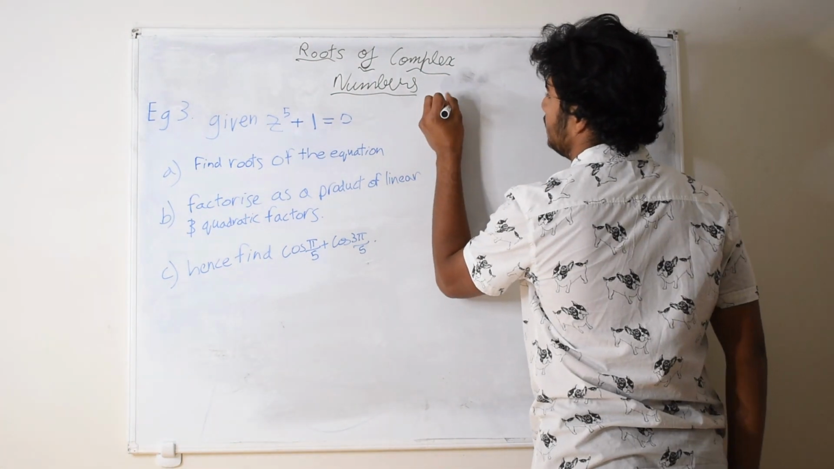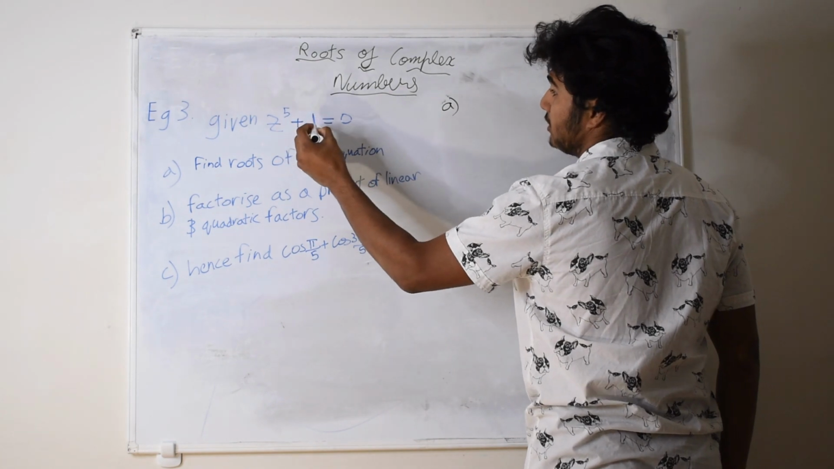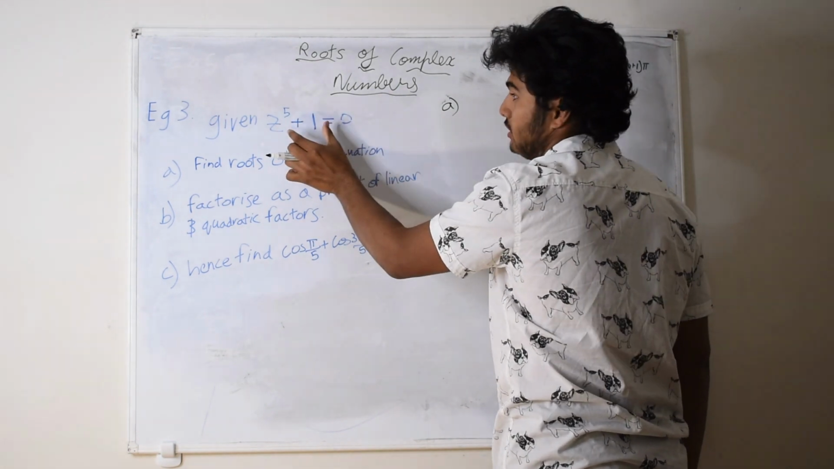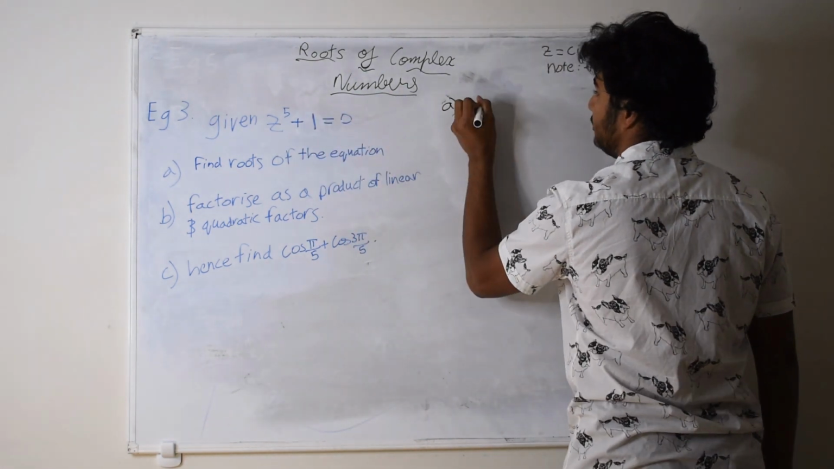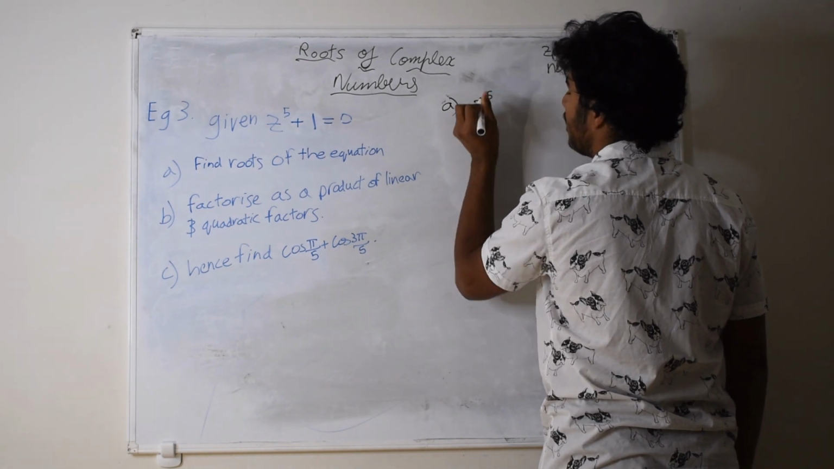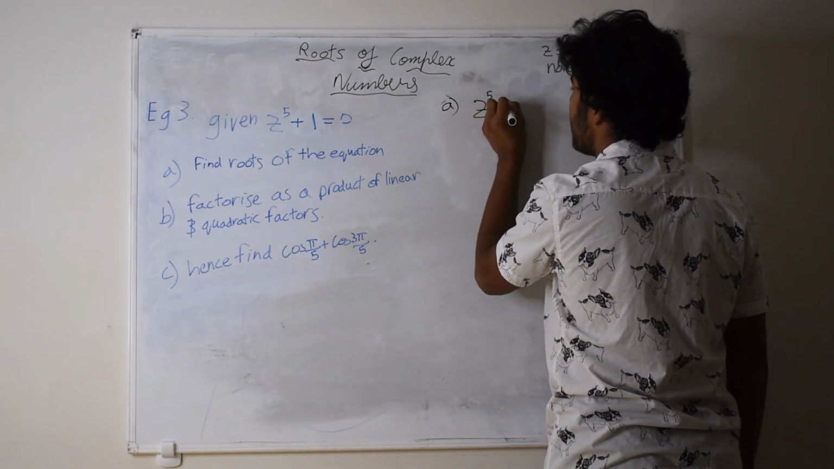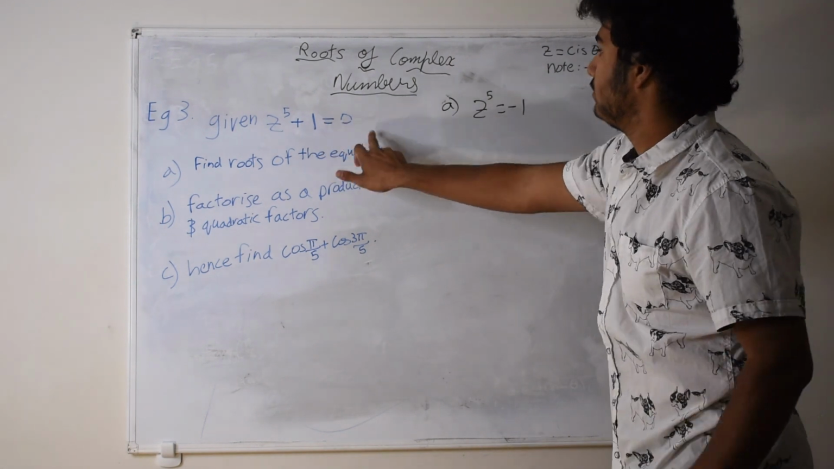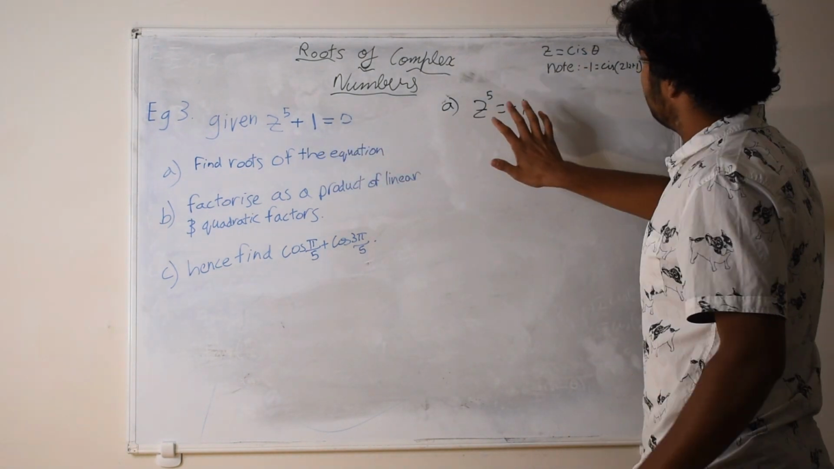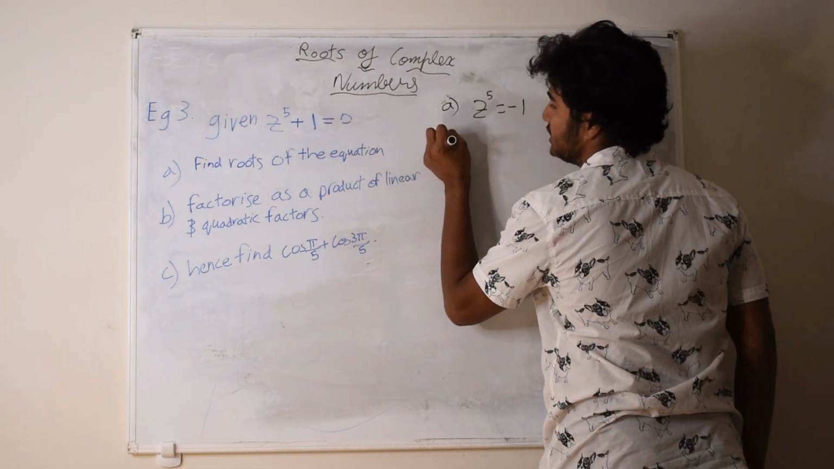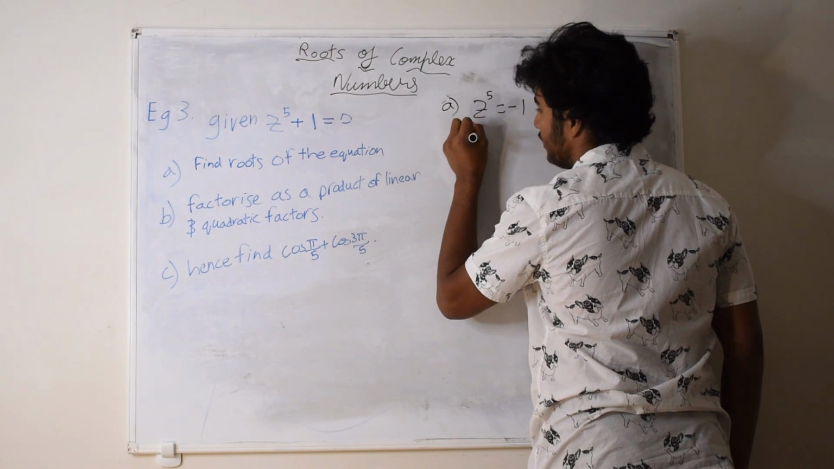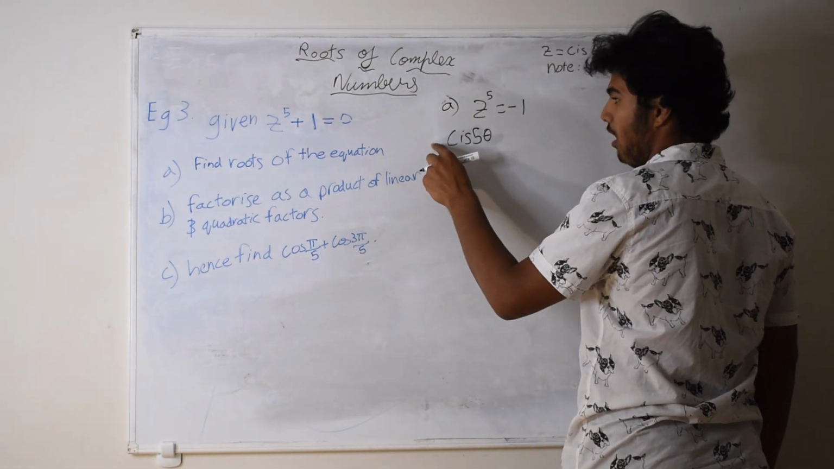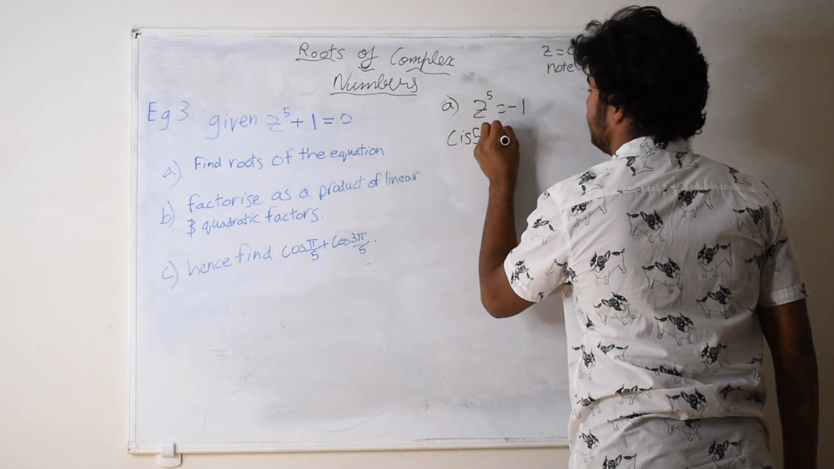We already know what to do here. A, z to the power of 5 plus 1 equals 0. This time they've given us an equation. So this can also be written as z to the power of 5 equals negative 1. Bring the 1 on the other side. De Moivre's theorem right here. Cis 5 theta, r in this case will just be 1, equals negative 1.